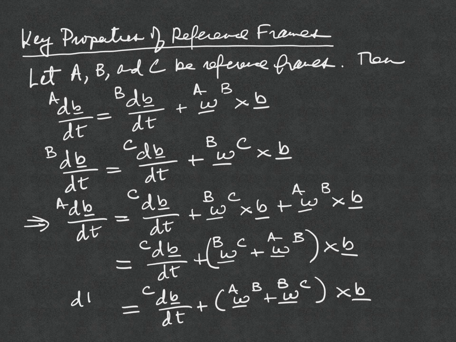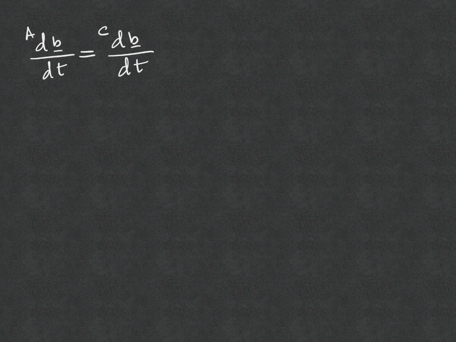So that gives me a way to relate the rate of change of this vector B in frame A relative to its rate of change in frame C. But you'll also notice the following result. And that result is that dB/dt in A, if I go directly between frames A and C, is equal to dB/dt in C plus omega CA crossed with B.